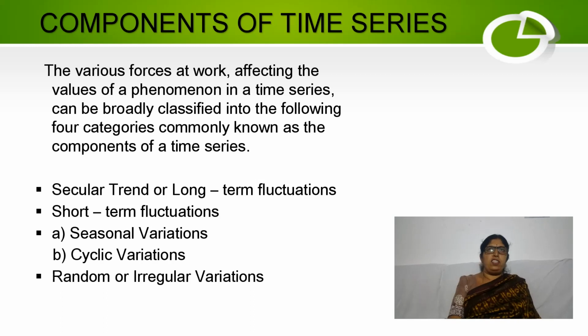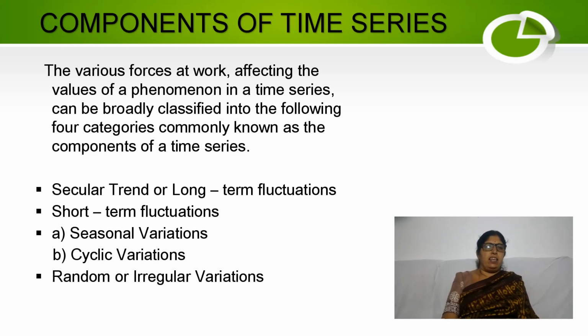Components of time series. The various forces at work affecting the values of phenomena in a time series can be broadly classified into the following categories, commonly known as the components of the time series: secular trend or long-term fluctuations, short-term fluctuations, seasonal variations, cyclical variations, random or irregular variations.